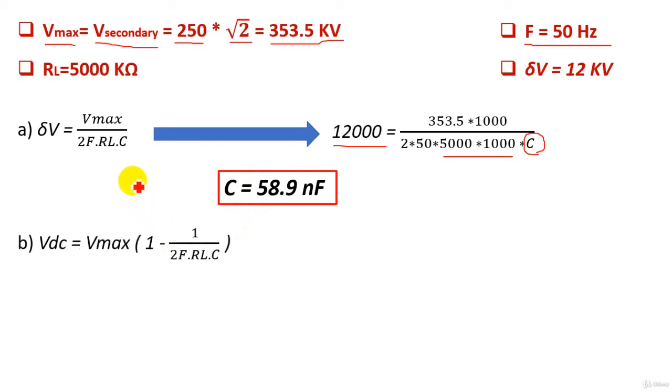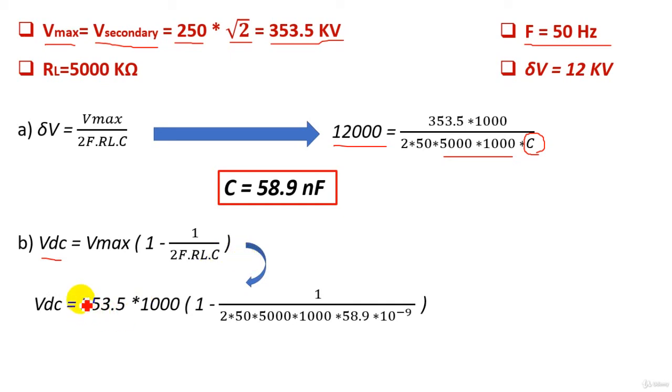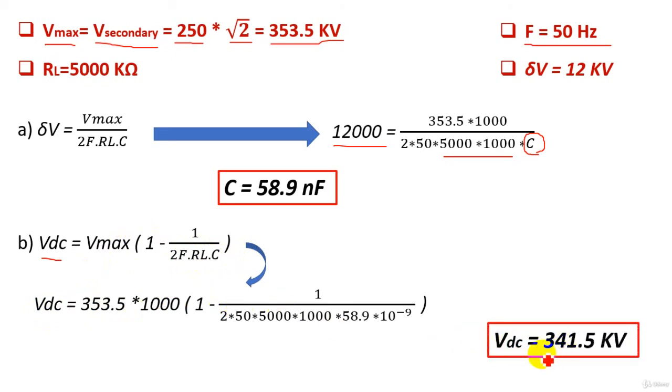The second requirement is to obtain the DC voltage. We know from the equation of the DC voltage that VDC equals the maximum voltage times (1 minus 1 over 2fRLC). So by substituting the maximum voltage, the supply frequency, the load resistance, and also the capacitor obtained in this equation, we will obtain the DC voltage is 341.5 kilovolt. So this is the DC voltage of the half-wave rectifier circuit. We can obtain from this value that the half-wave rectifier circuit in this problem can produce high voltage DC up to 341.5 kilovolt.